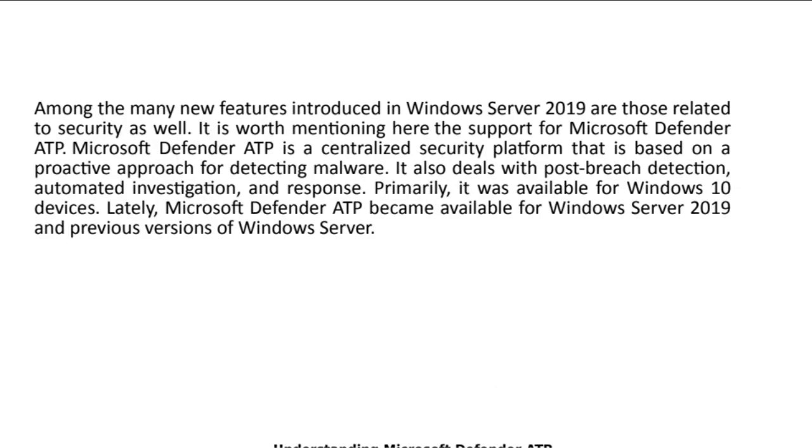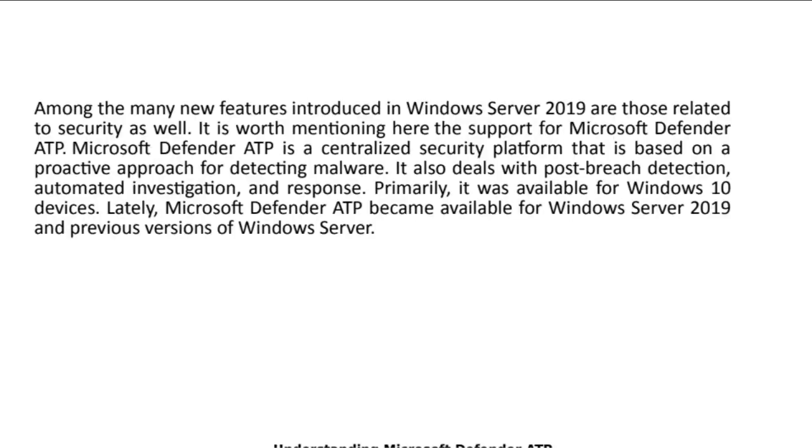Also, Windows Server 2019 provided enhancement to our security, by supporting Microsoft Defender ATP. What is Defender ATP or MS Defender ATP? It's a centralized security platform that is based on a proactive approach for detecting malware and viruses. It also deals with post-breach detection, automated investigations and response, all through Microsoft Defender ATP.